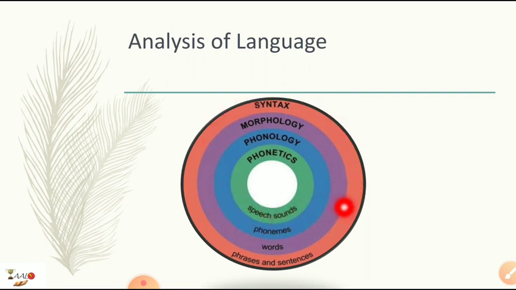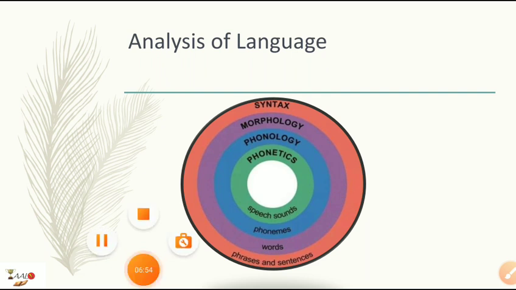So when you take it hierarchically, the topmost position belongs to sentence constructions. Sentence is the ultimate constituent. The sentence is the last or the major part of linguistic analysis.